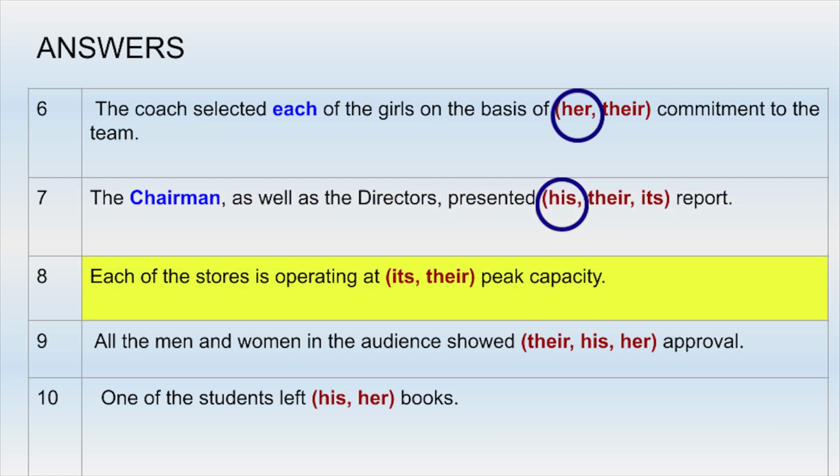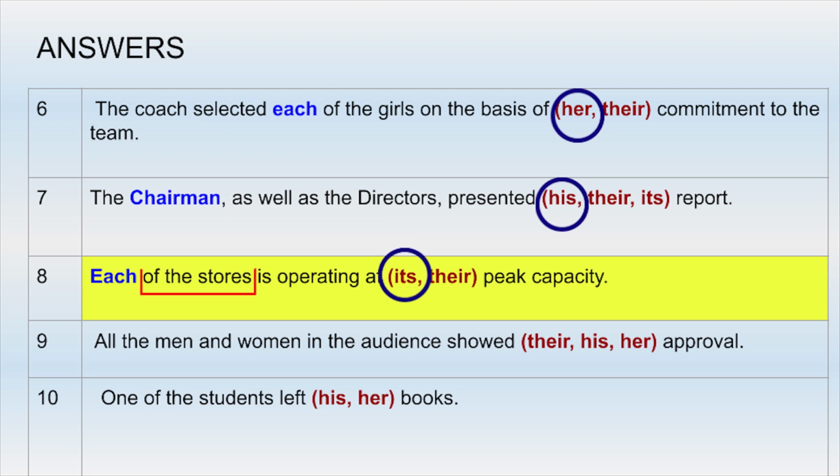Number 8. Each of the stores is operating at its or their peak capacity. The antecedent each takes a singular pronoun. Each is referring to stores, which are things, so our pronoun is its. Of the stores is a prepositional phrase and does not alter the requirement that a singular pronoun is required. Each of the stores is operating at its peak capacity.